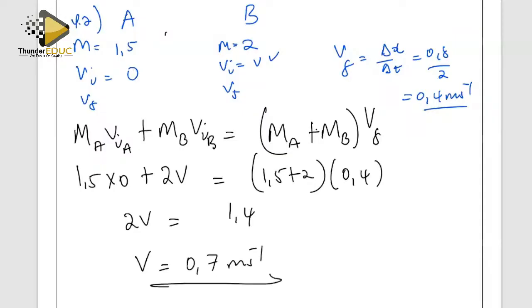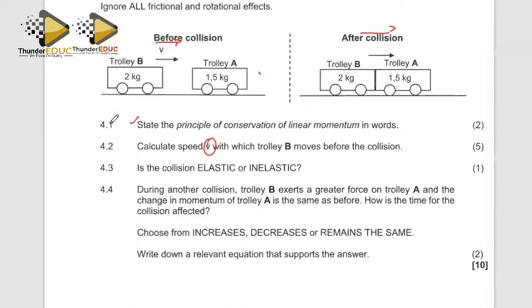So that is 4.2, what the question wanted. Then 4.3: is the collision elastic or inelastic? Without a doubt, it is inelastic.